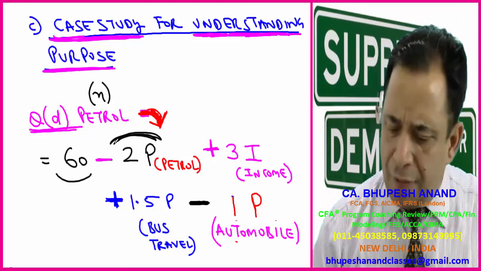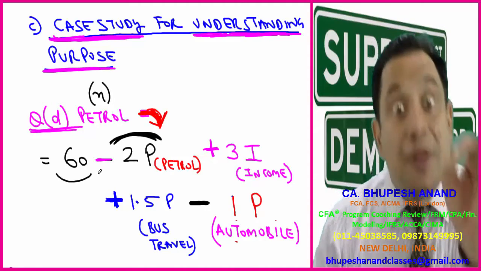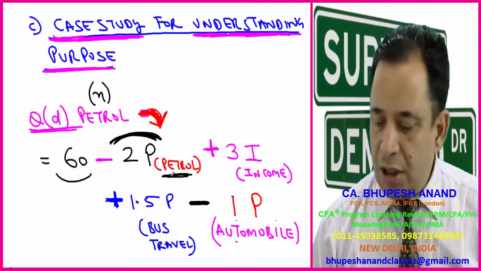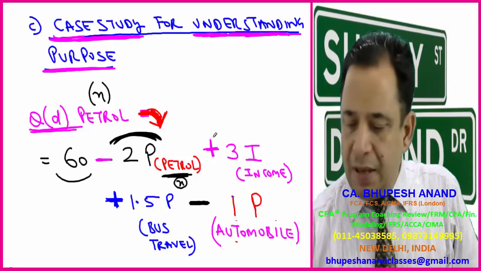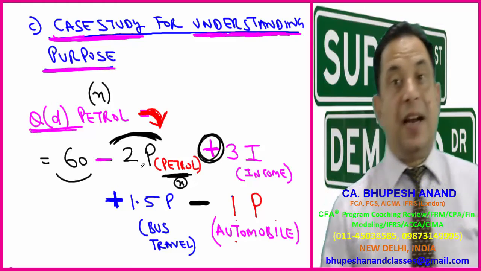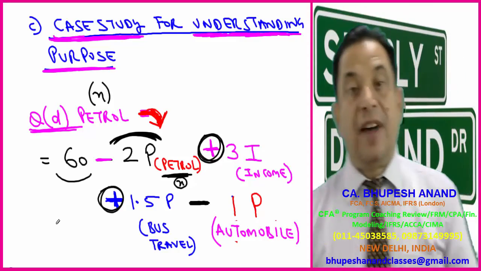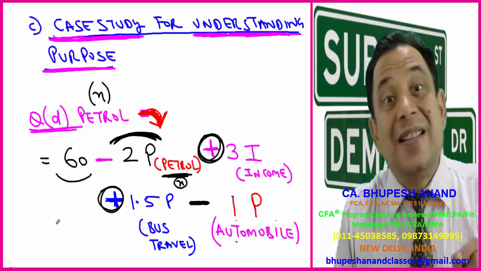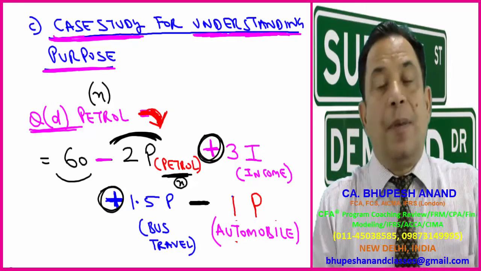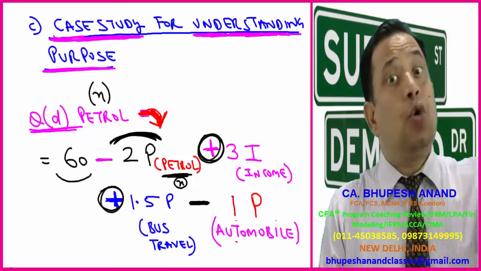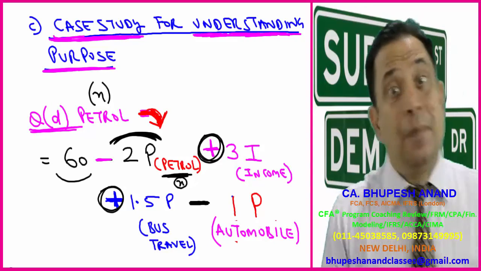Minus 2p. You have to be aware of signs, whether it is positive or negative. This is for petrol, the product: minus 2p, plus 3i, which is a positive sign, where i means income, plus 1.5p of bus travel. It means it is a substitute product. If the price of petrol increases, people will go to private cars, and hence the quantity demanded of petrol will increase. So that's why I've written p.